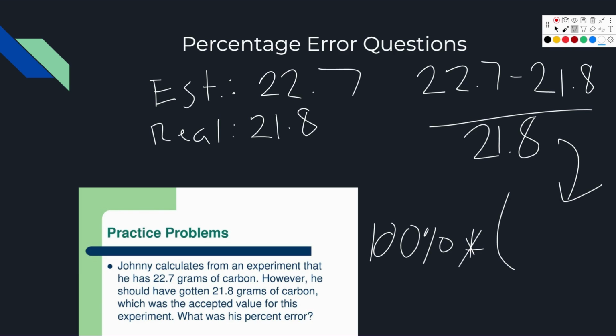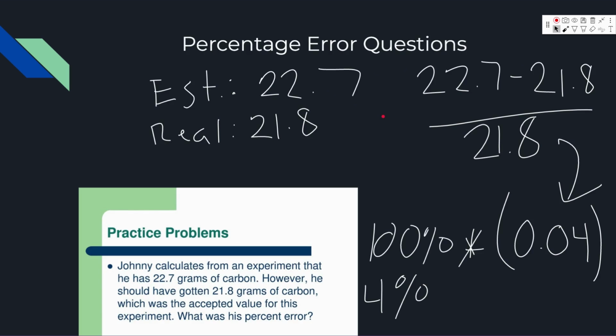And so if we do that calculation on our calculators, we're going to get 22.7 minus 21.8, that's 0.9. So 0.9 divided by 21.8, we're going to get 0.04 approximately. We wouldn't have to go any further than that. And when we multiply our 100% by this, we get approximately 4% as our percentage error for this question.